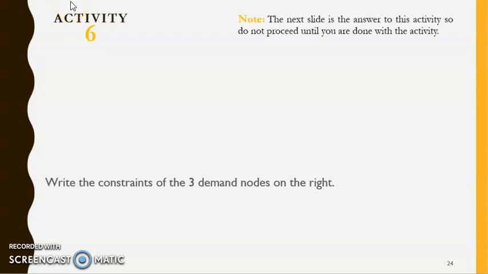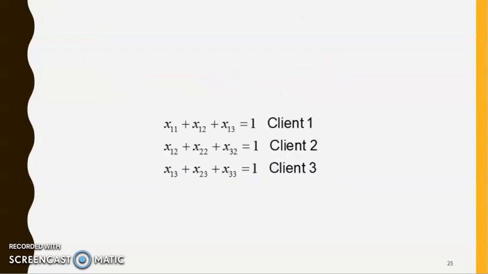We have 3 demand nodes. For the first one, it would be x11, the project leader 1 is giving service to project 1, plus x21, the project leader 2 is giving service to the first project, and x31, because we are talking about the demand, and demand is about project 1, and they must be equal to 1 because there is only one project. The same way goes with the other ones. We are going to see it in this slide.